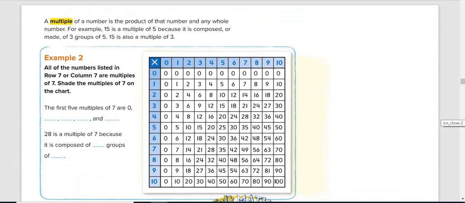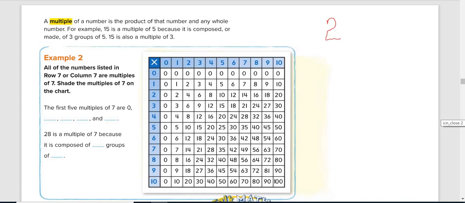The next thing I'm going to introduce to you is what we call multiple of a number. This is very easy. So think of multiple as this. If I say, what is the multiple of 2? So just remember the 2 times table, starting from 2 times 0, 2 times 1, 2 times 2, 2 times 3, and so on and so forth.